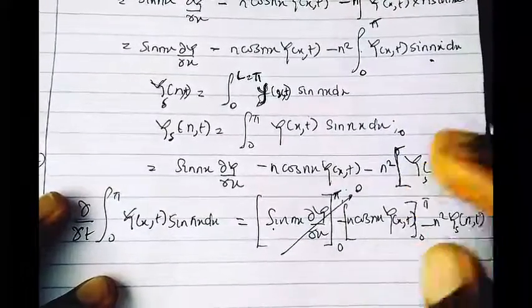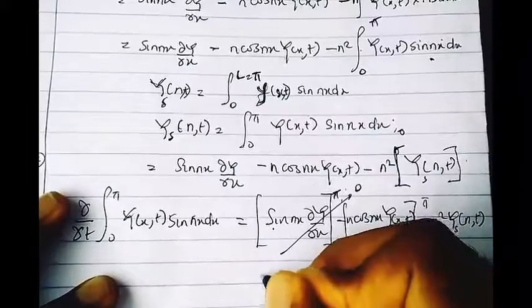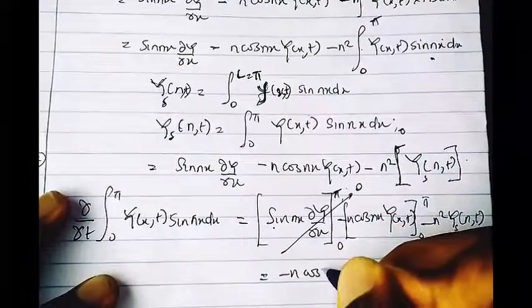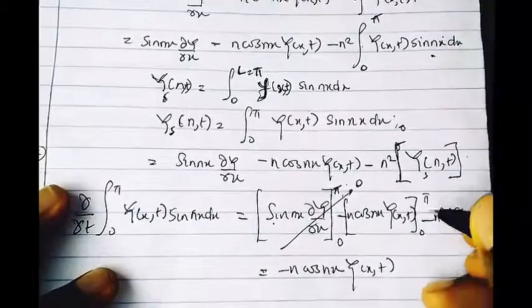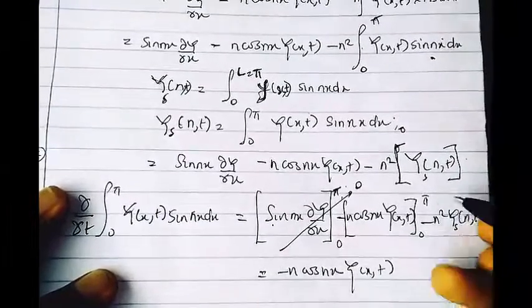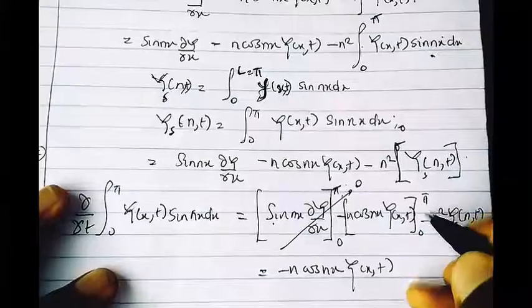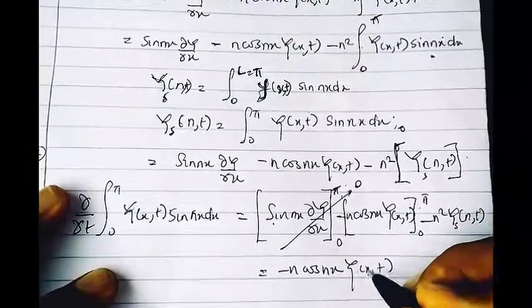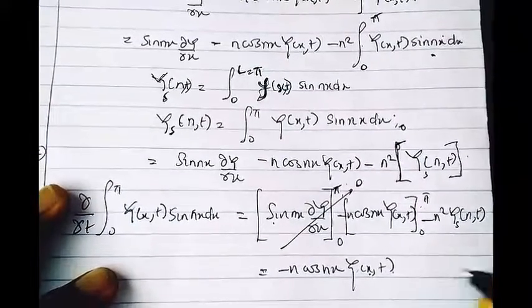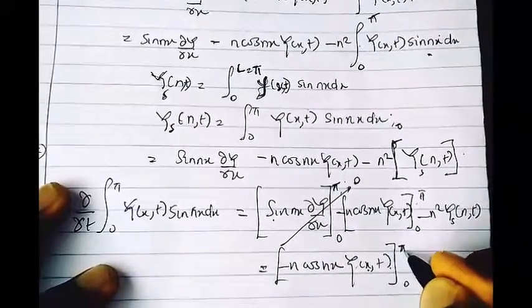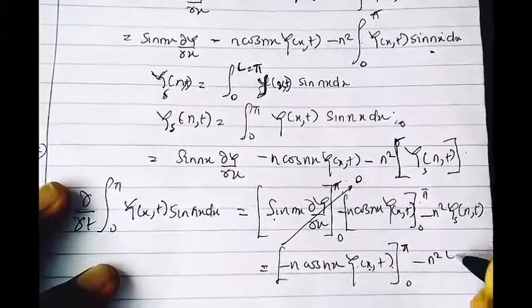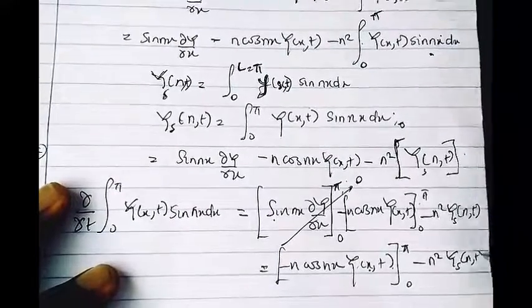But for this one, this is minus n cos nx of y, which is a function of x and t. Substituting pi here, I'll be left with cos n pi, y which is a function of pi and t. So let me just write this out. This is going from 0 to pi. This is n square y subscript n t.